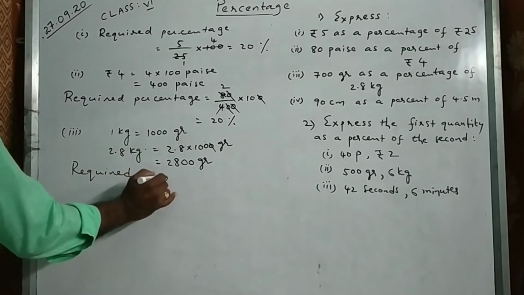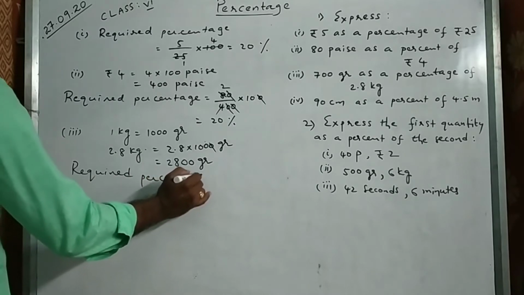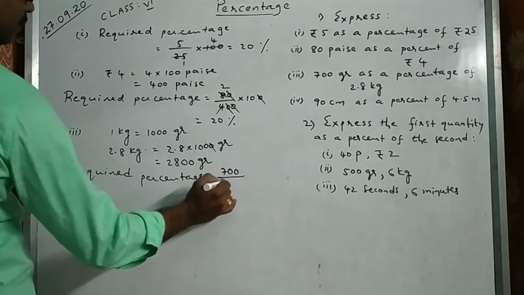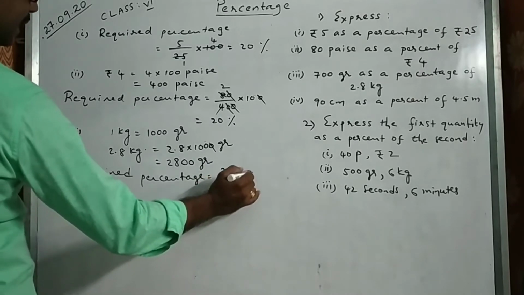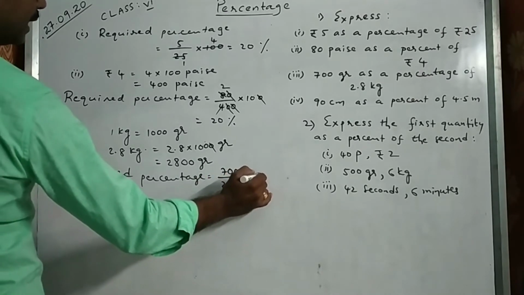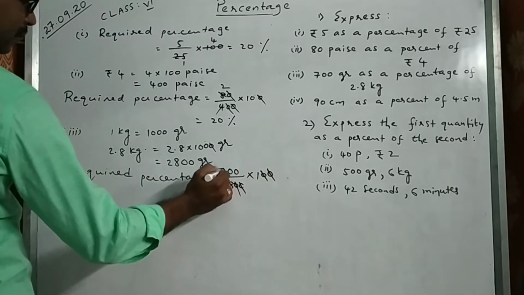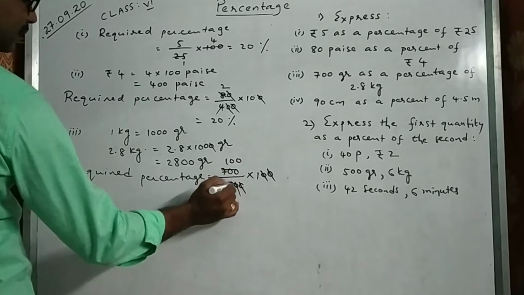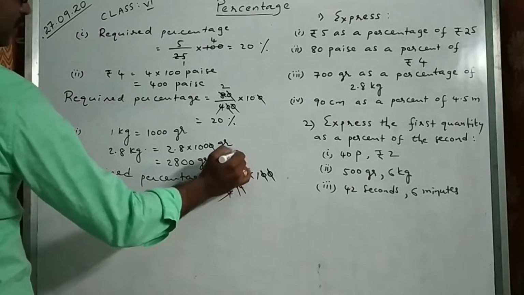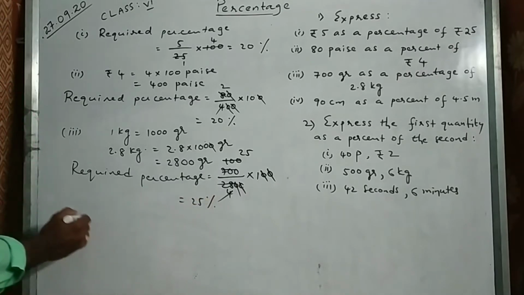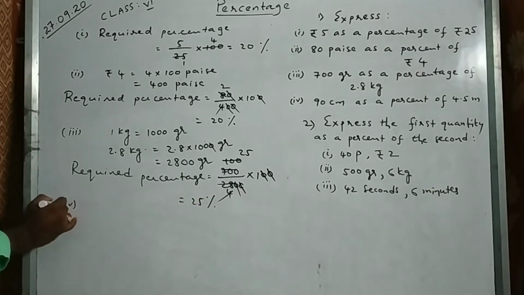Required percentage is equal to, first quantity is what? 700 upon 2800 grams into 100. 0, 0, 0, 0 cancel. 700 times 7 fours are 4 ones, 4 25s. Percentage. For everything you need to be perfect in the tables.